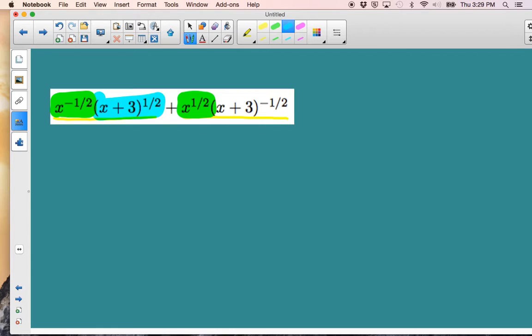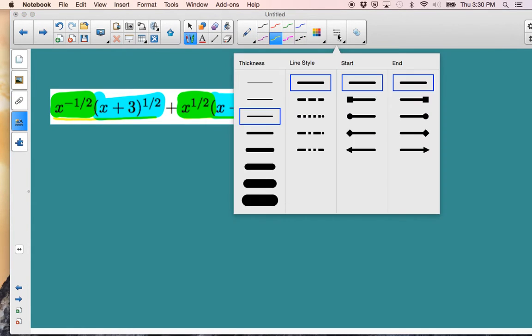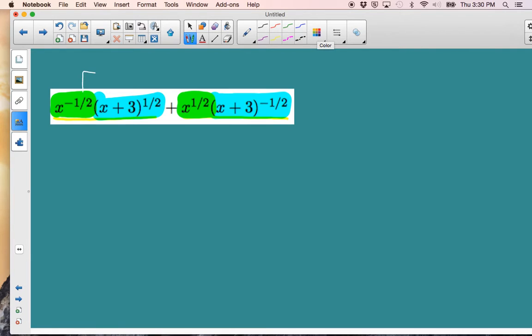From x plus 3 to the positive 1/2 and x plus 3 to the negative 1/2, I know that the smaller one is negative 1/2. So when I go to factor, I'm going to factor out x to the negative 1/2, and x plus 3 to the negative 1/2. So that's my GCF. My greatest common factor is x to the negative 1/2 times x plus 3 to the negative 1/2. So that's what comes outside.